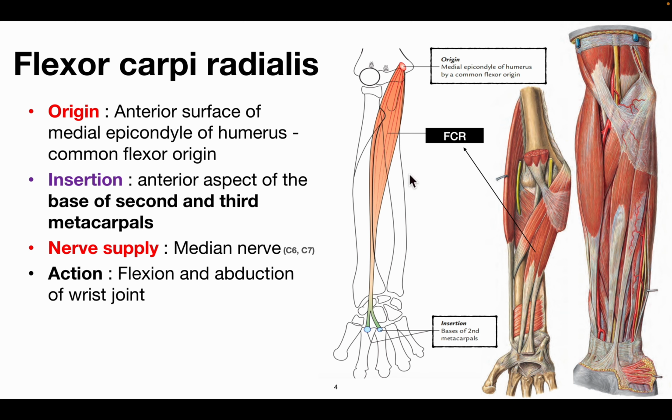Flexor carpi radialis. The origin takes place from the anterior surface of the medial epicondyle of the humerus, that is the common flexor origin. Insertion takes place in the anterior aspect of the base of the second and third metacarpal. This is known as the second and the third metacarpal, and this area is known as the base part of the second and third metacarpal. Similarly, nerve supply is by the median nerve, which has root value C6 and C7. The action is flexion and abduction of the wrist joint. So can you see here, this is known as flexor carpi radialis.